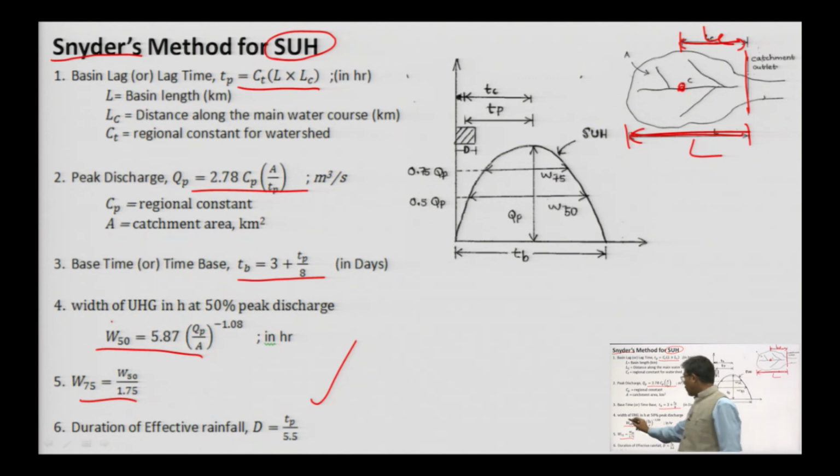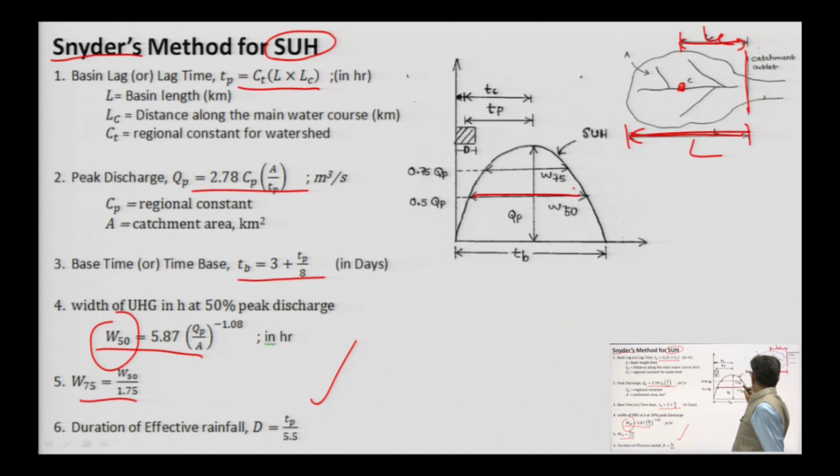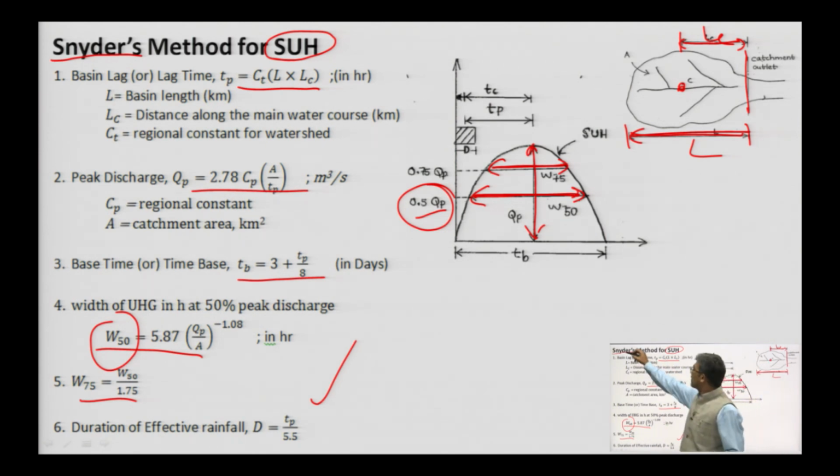What is W50? W50 is this duration at 0.5 QP. If this is the QP, then at 50% of QP, what is that duration? And for 75%, what is that duration? So these equations will be used. These equations have been suggested by Snyder to get the synthetic unit hydrographs.